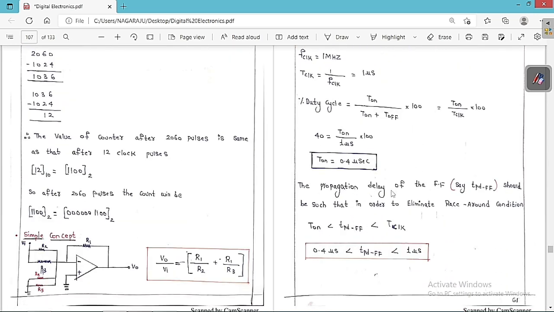Say the propagation delay of the flip-flop is TPDFF. In order to eliminate the race around condition, as I have already told you, this propagation delay should lie between T1 and T clock. Then only are we going to eliminate the race around condition. Here T1 is 0.4 microseconds and T clock is 1 microsecond. So if TPDFF, the propagation delay of the flip-flop, lies between T1 and T clock, then we are going to eliminate the race around condition.